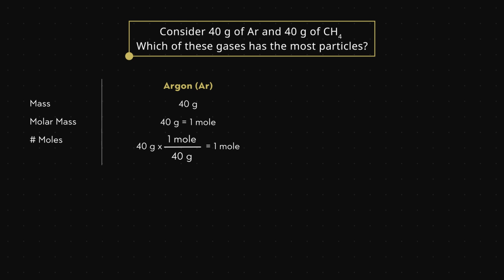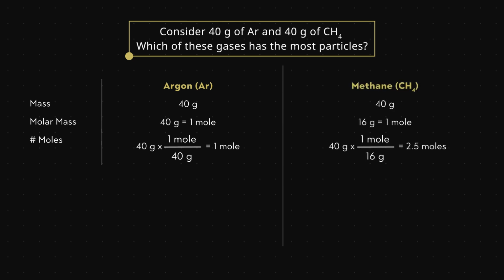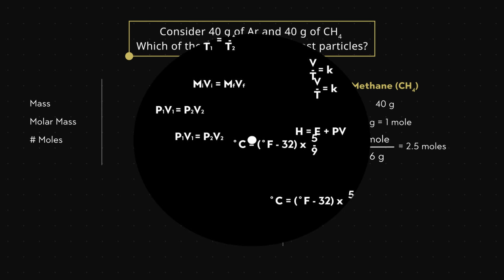Similarly, the molar mass of methane indicates that 16 grams is equivalent to 1 mole. Therefore, 40 grams is equivalent to 2.5 moles. Mathematically, we express this as 40 grams methane multiplied by 1 mole methane over 16 grams is equal to 2.5 moles methane. Again, here the grams of methane will cancel out.